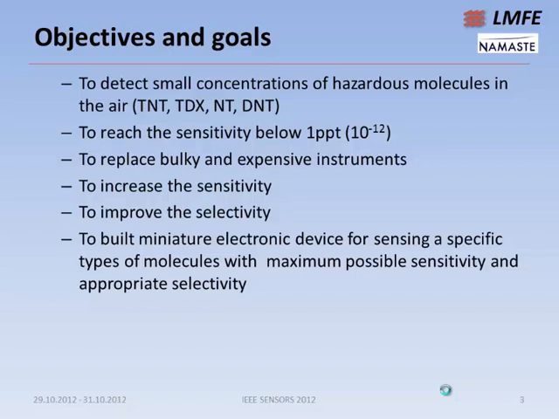Of course, we wanted to replace bulky and expensive instruments. We want to miniaturize that. We want to have a very good sensitivity and selectivity at the same time. And of course, as I said, we want this system to be very light and very small.